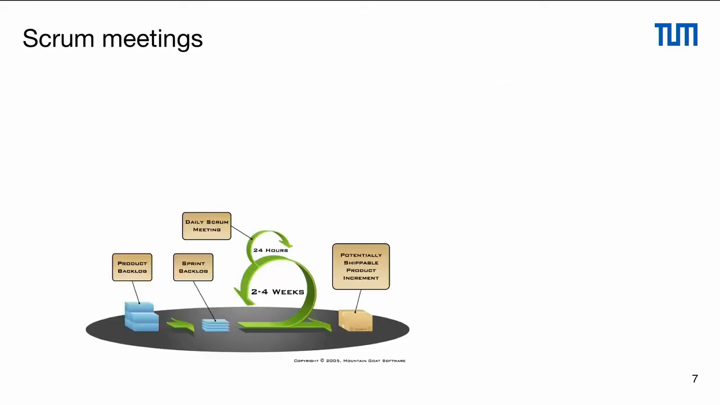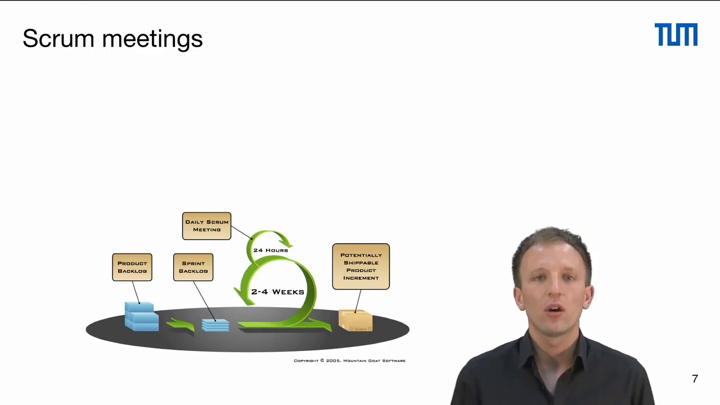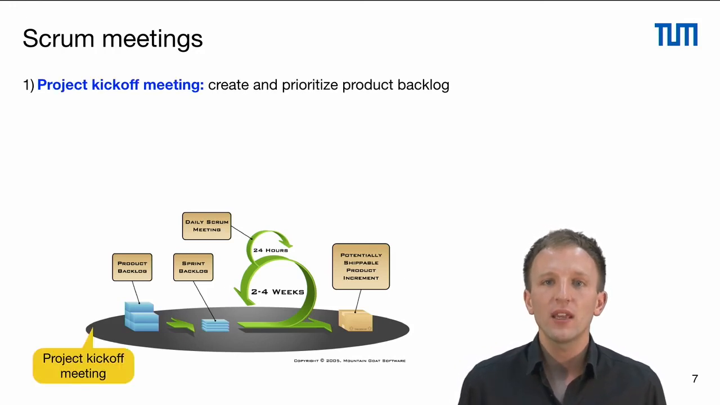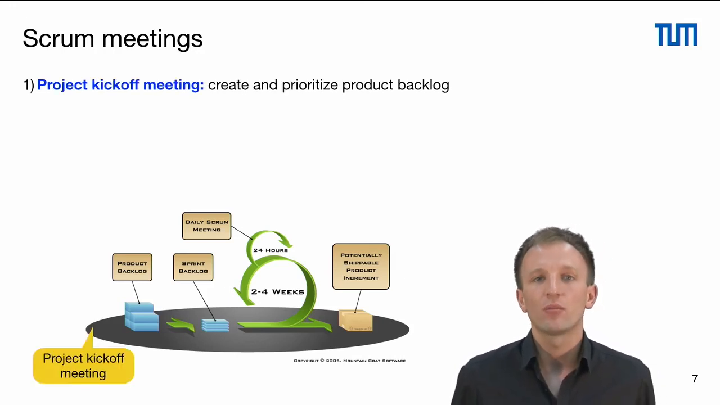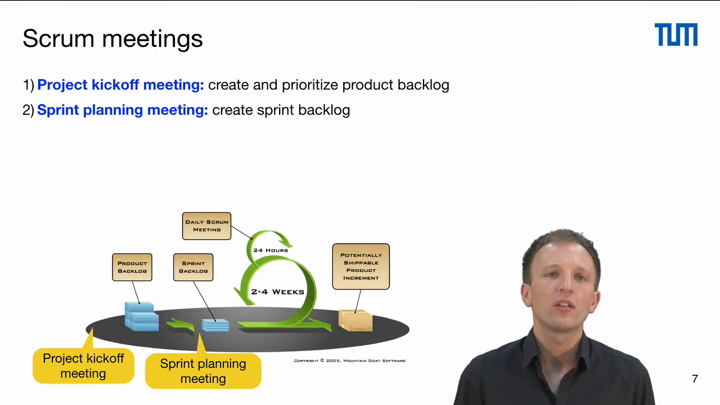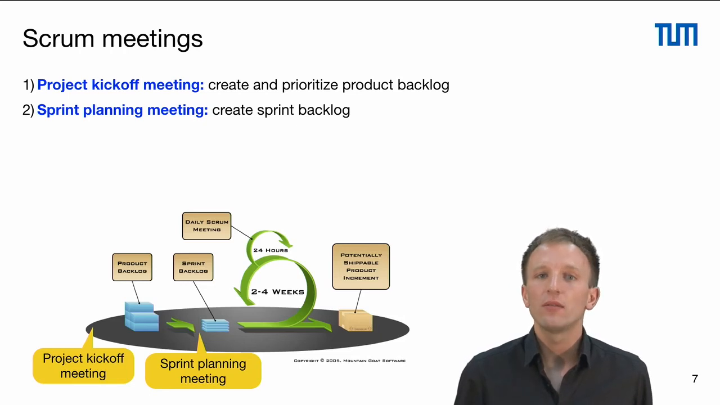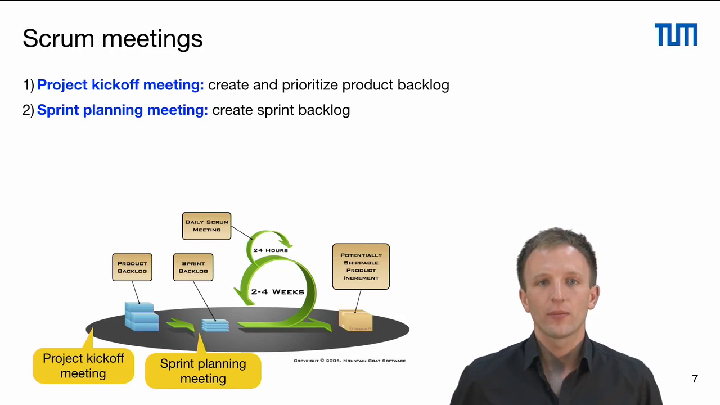In Scrum, we have different meetings, and we want to quickly show you these meetings on the Scrum overview. We have the project kickoff meeting, where we create and prioritize the product backlog together. We have the sprint planning meeting, where we create the sprint backlog in order to start the sprint. So we refine the requirements from the product backlog. We add more details to them, and we select the 2 or 3 or 4 most important backlog items, negotiate with the product owner about how many of them we select, and we put them into the sprint backlog.